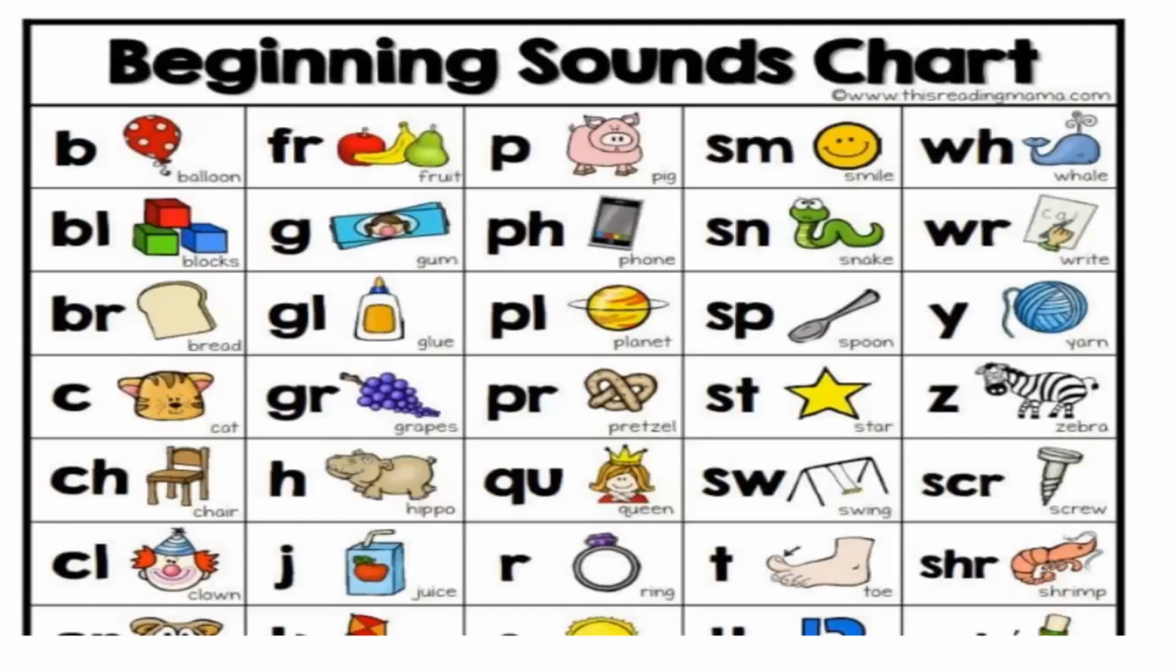Here I am taking this chart to show how sounds differ from each other. Balloon, block, bread. Pig, for phone, plant. Smile, snake. Here you can see the difference of sounds that come out for the same letter in different words.